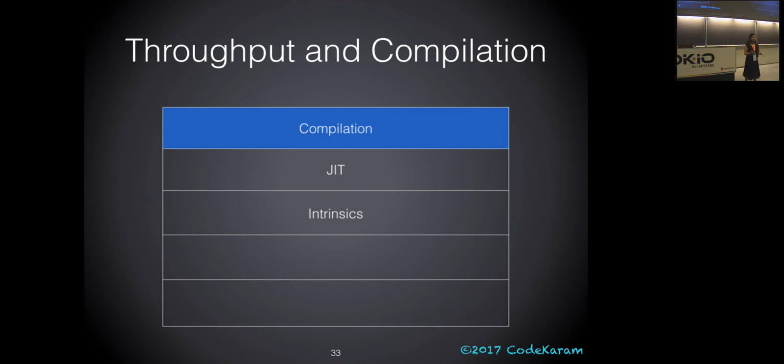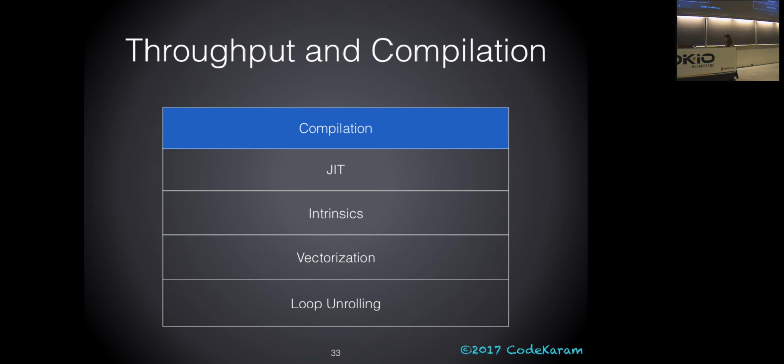Intrinsics, I will talk more about that, but this is basically hand-optimized code that anytime you call these code patterns, you will go to this hand-optimized code and just use that. You don't have to generate a JIT every time. JVM already knows that these code patterns are hand-optimized. Just get the hand-optimized version.